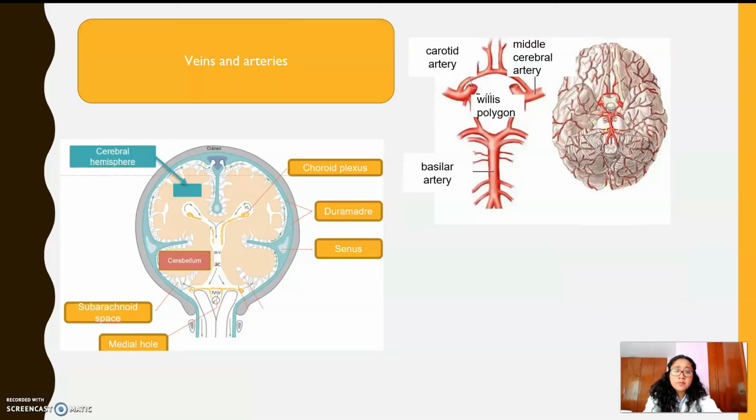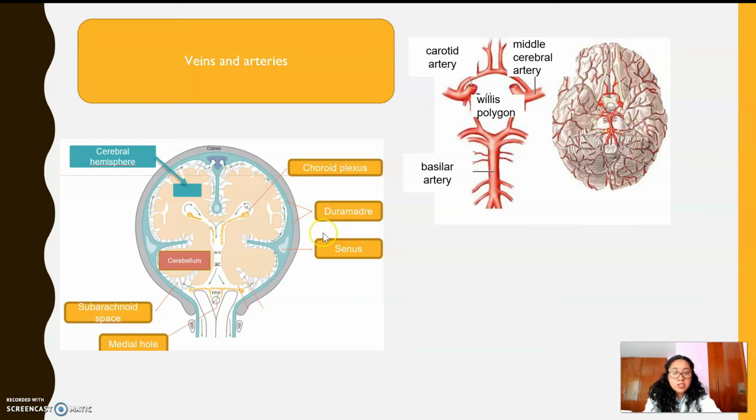Veins and arteries. As any organ, the brain also needs to be oxygenated. So that's why we have three main arteries: the middle cerebral artery, the carotid artery, and the basilar artery. The three of them make the Willis polygon. We can see it here on the brain, and on the dissection we will also see it.